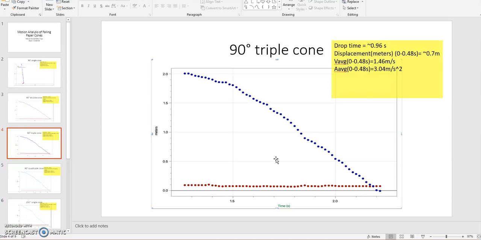The 90-degree triple cone has an even faster drop time than the 90-degree double cone, a drop time of 0.96 seconds, displacement 0.7 meters, average velocity 1.46 meters per second, average acceleration 3.04 meters per second squared.